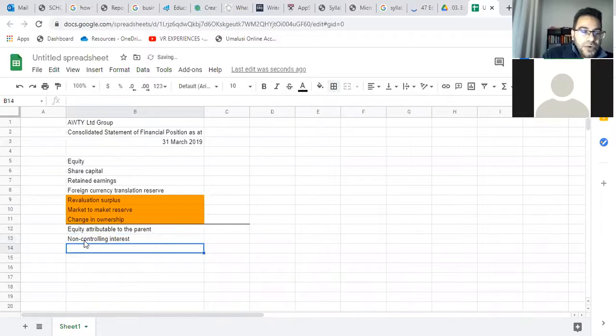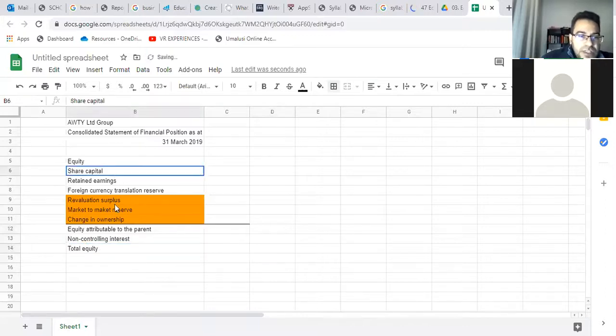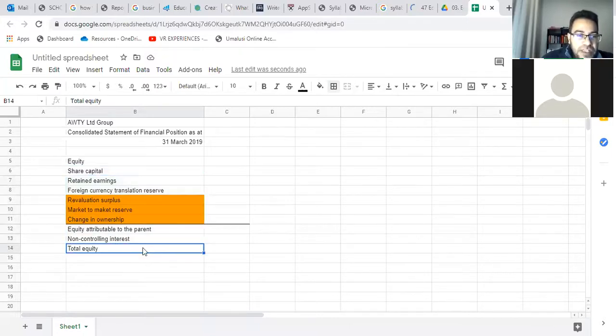And that will give you total equity. So basically, all of this is your columns of your statement of changes in equity. Okay, so just be aware of that. That is all your columns of the statement of changes in equity.